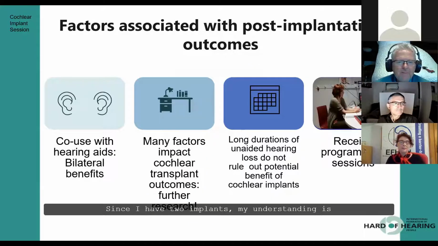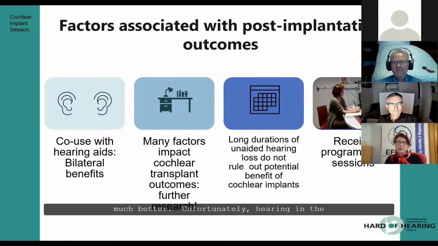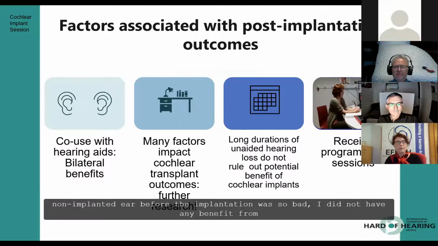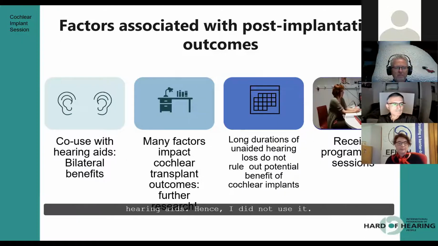Since I have 2 implants, my understanding is much better. Unfortunately, hearing in my non-implanted ear was before the implantation so bad that I did not have any benefit from hearing aids. Hence, I did not use them. Because of that, many people stop wearing hearing aids on the other side. So it is necessary to think about implantation on both sides and to see the benefits of that. I'm lucky to live in a country where that is possible. Next slide, please.